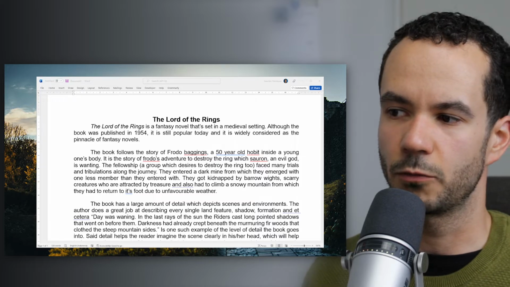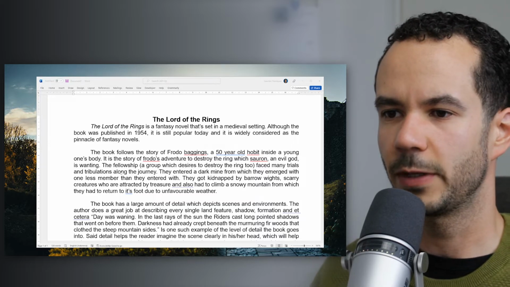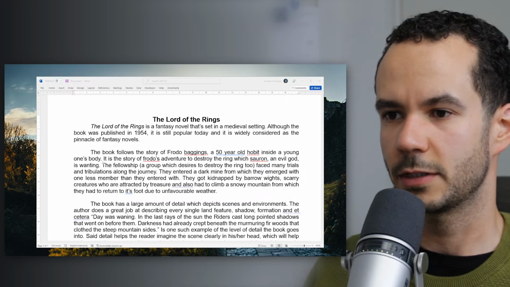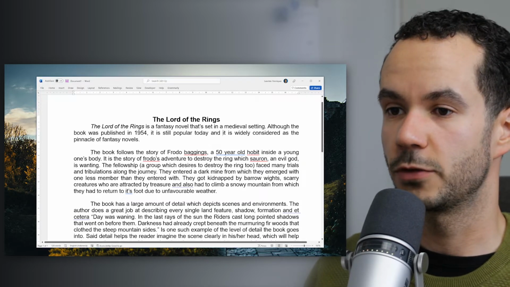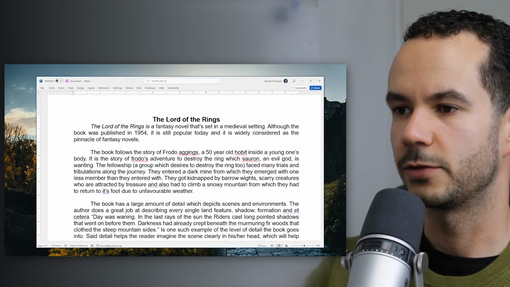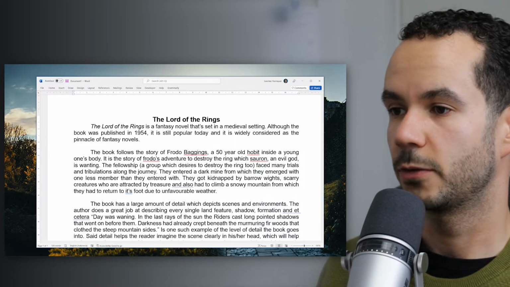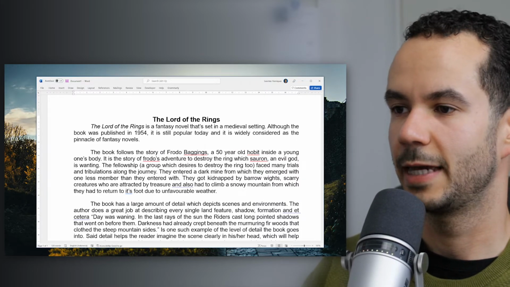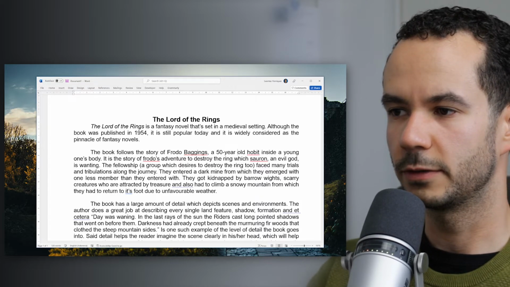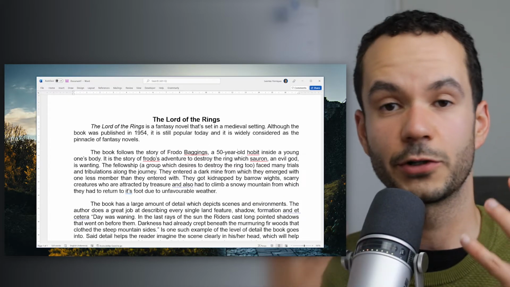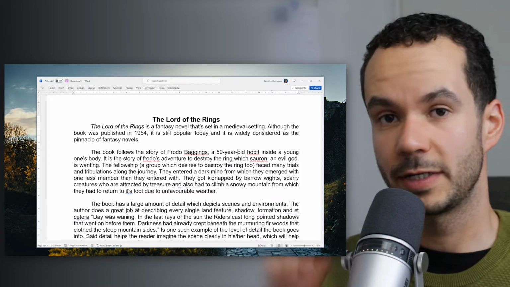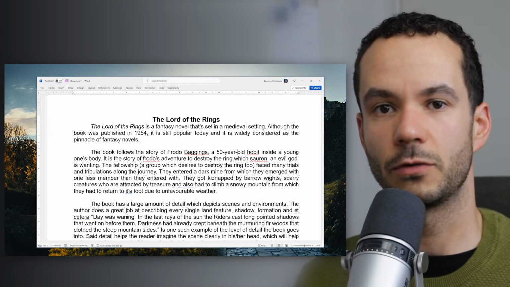Now, in this summary, which looks very good actually, we don't need to change that much. There are more language issues than content issues. So let's edit some of those issues. The book follows the story of Frodo Baggins, and we want to include a capital letter for the word Baggins because that's his last name. Then we get 50-year-old hobbit, and since 50-year-old, the entire chunk is an adjective, we need to add hyphens between each element. Otherwise, we won't have a good adjective.